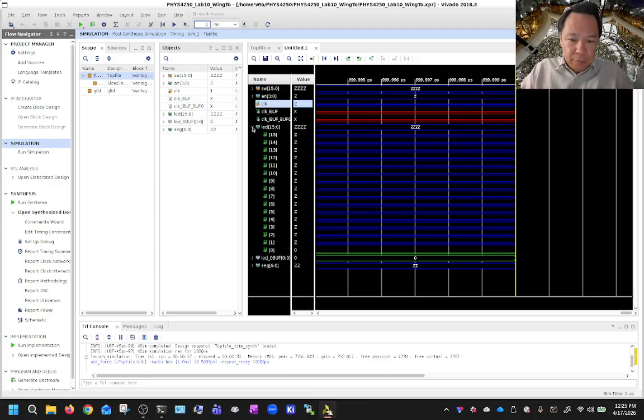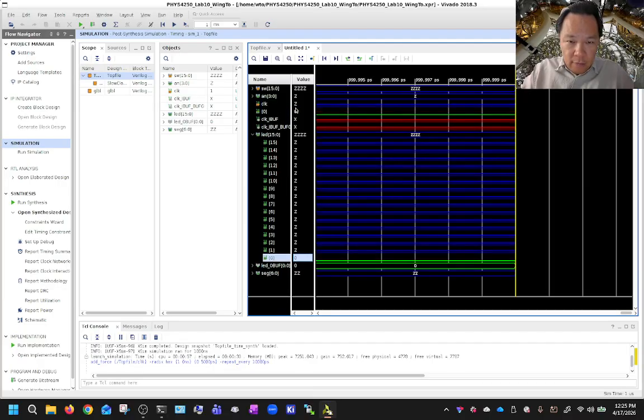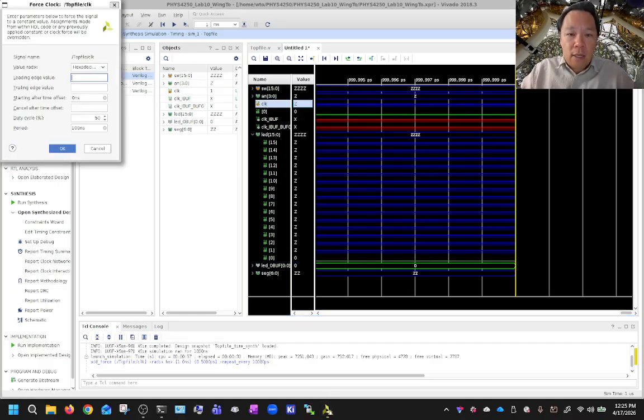In fact, what I'm going to do is move this LED right after this clock. You can actually move these things around. So the signal for the clock is up here. Hopefully I fix that to be a force clock. Why did that not happen?